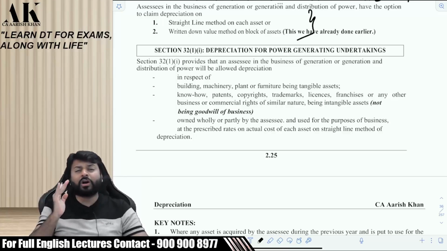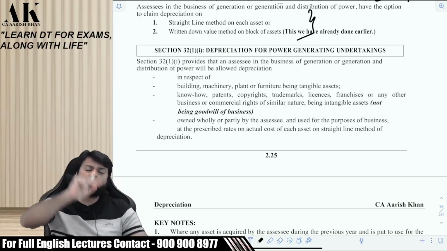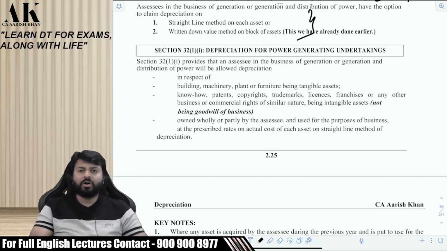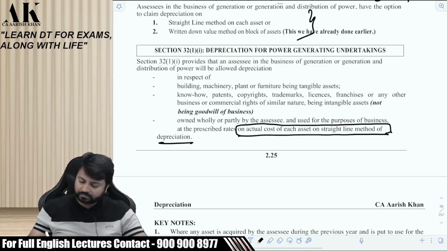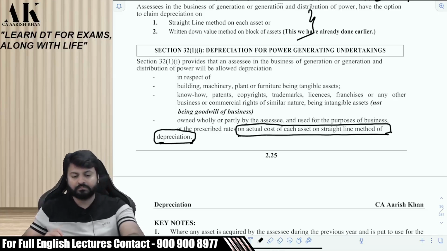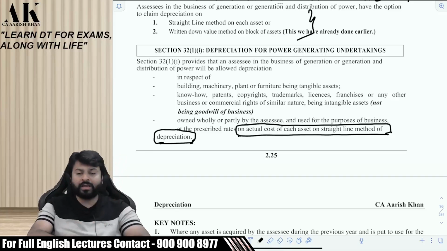On actual cost of each asset, not block. Here block concept is not there. On actual cost of each asset on the straight line method of the depreciation. So from here the things change. From here till here. Are you clear? Are you clear? So now, shall I ask you two questions?